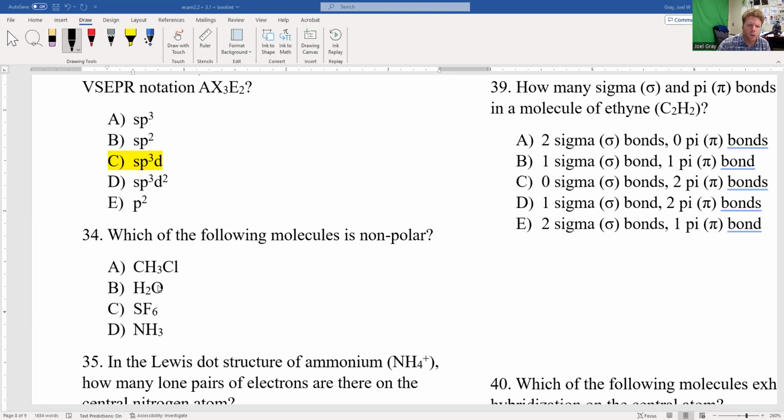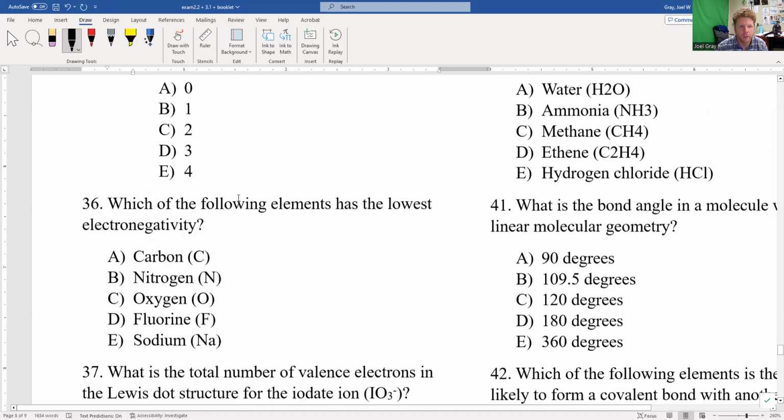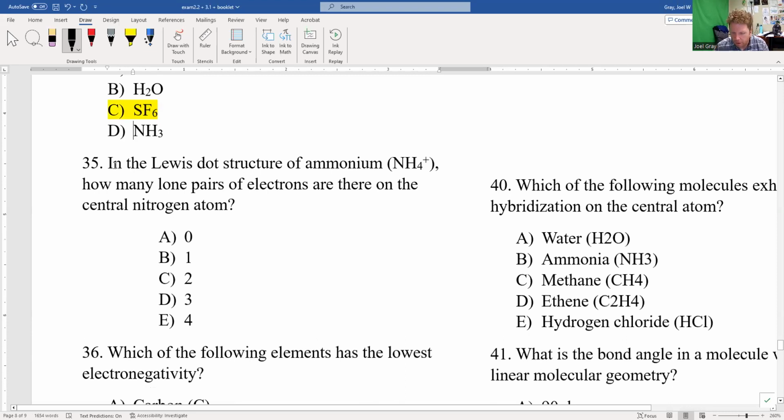Okay, we got H2O, CHCl3, NH3. Well, NH3 has a lone pair of electrons. CHCl3 is asymmetrical. H2O has 2 lone pairs of electrons. SF6 is our only molecule that is symmetrical, and that is therefore non-polar. Number 35. So 34 was C.